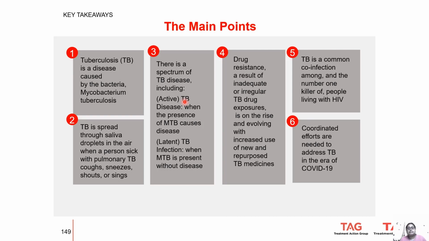Drug resistance is a result of inadequate or irregular TB drug exposures, which is on the rise and evolving with increased use of new and repurposed TB medicines. TB is a common co-infection and the number 1 killer of people living with HIV, another popular co-infection, and coordinated efforts are needed to address TB in the era of COVID-19.